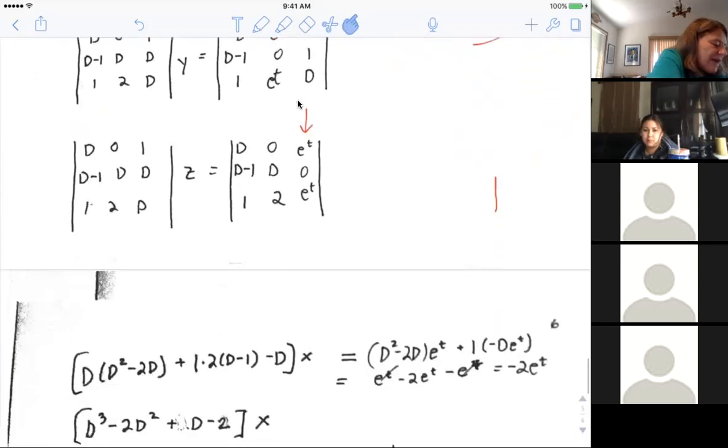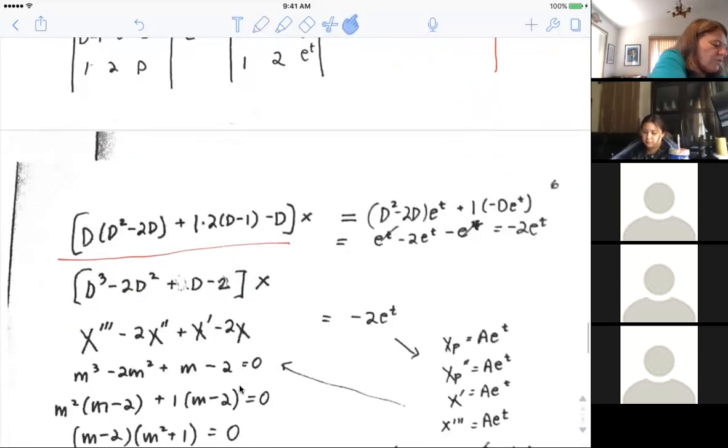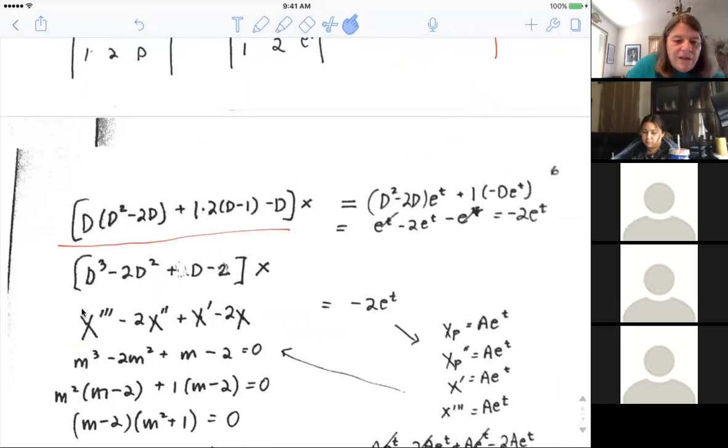So when I did that, I went down here. That's what I got right here. I went down there, I cranked it all out, multiplied everything out, and then I realized that I've got x triple prime minus 2x double prime plus x prime minus 2x. Look at that. That gives me the characteristic equation.